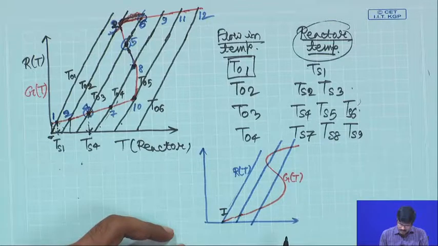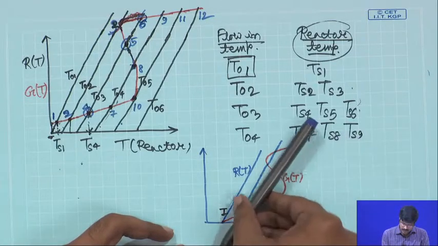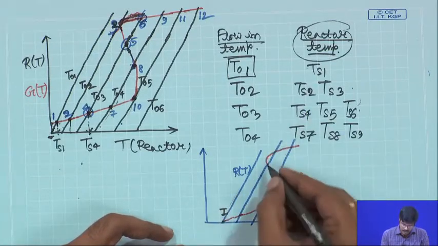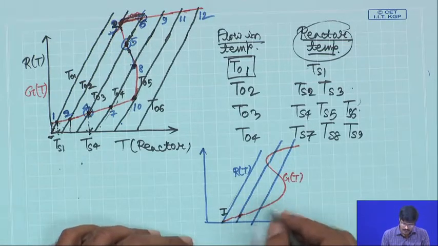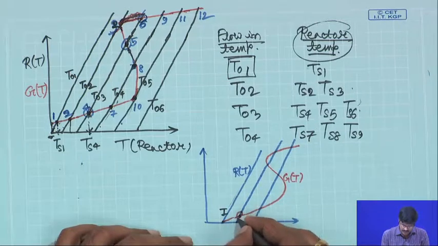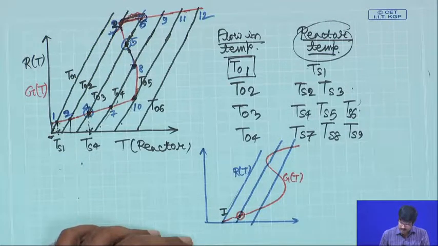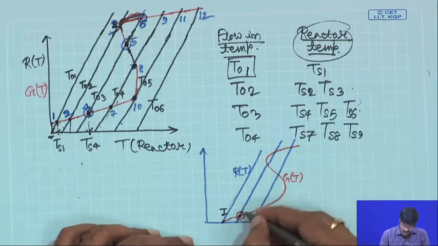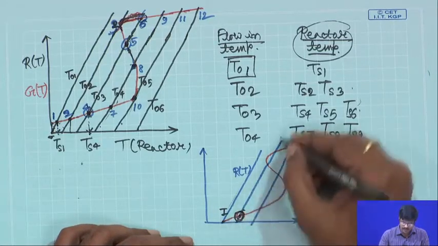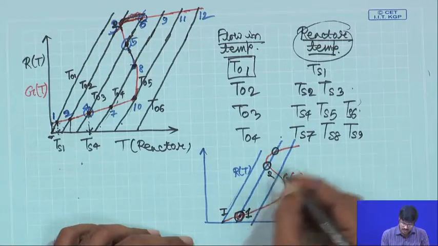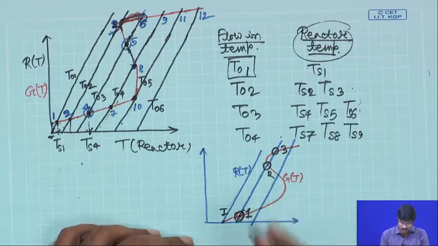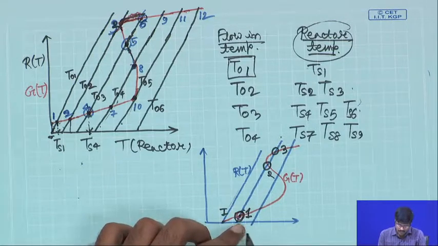Now, let us say we consider this particular line. If you are considering this particular line, you have three steady states corresponding to that. Let me use the black pen for this. So, corresponding to this line of RT, you have three steady states, 0.1, 0.2 and 0.3. Now, let us look at the steady state of 1.